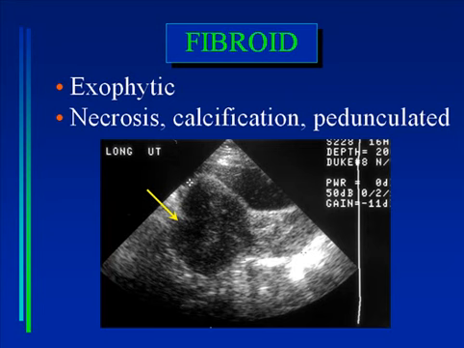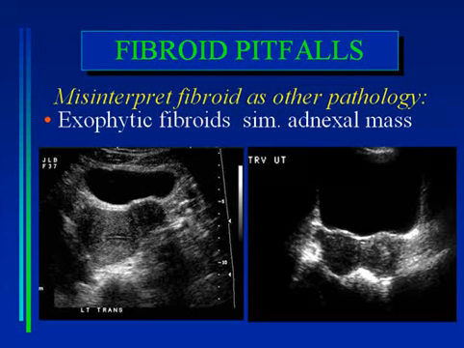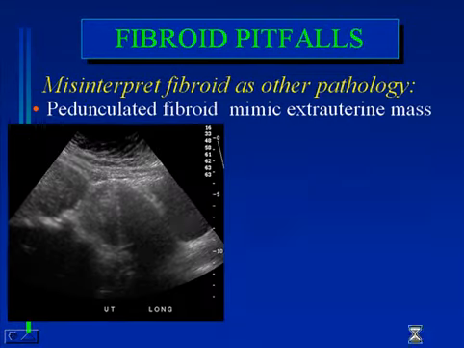And it's these latter findings that lead to many of the pitfalls in diagnosis of fibroids. So because fibroids can be exophytic, they can stick out into the region where one expects the adnexa to be and simulate adnexal pathology. Both of these are examples of how this can happen. We have an exophytic fibroid here, as well as an exophytic fibroid immediately adjacent to the uterus here, both of which on initial scanning were thought to possibly represent adnexal masses.